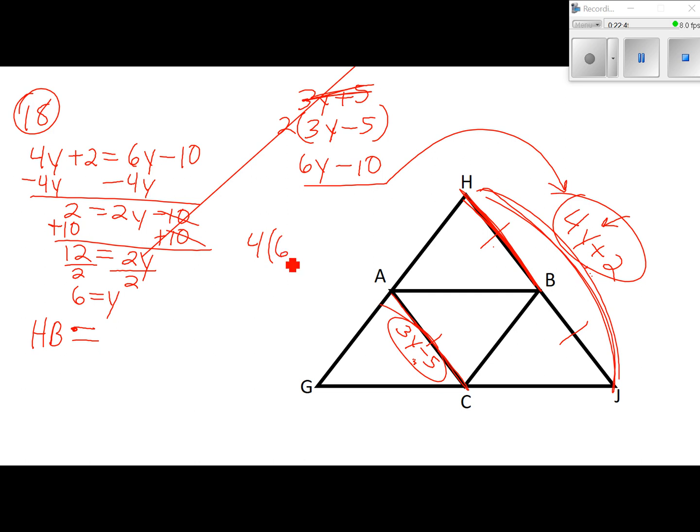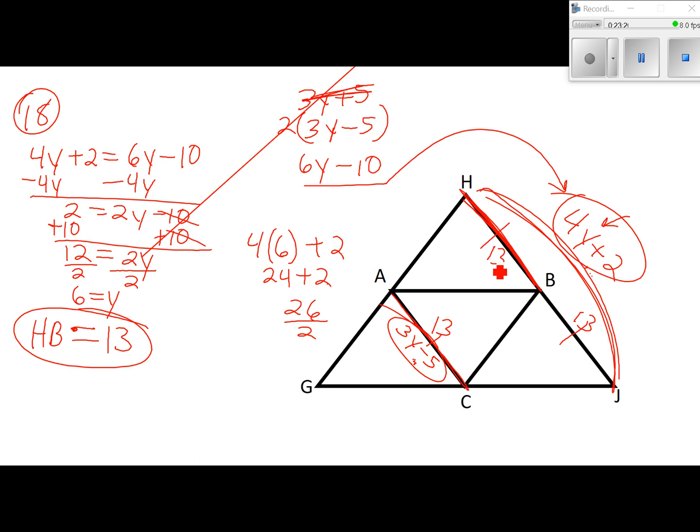So if I plug in 6, I end up with 24 plus 2. 24 plus 2 is 26. We don't want that whole thing, we only want half of it. So we just want half of 26, which is 13. So HB has to be 13. Segment AC also has to be 13. Segment JB also has to be 13. All three of those end up being 13.